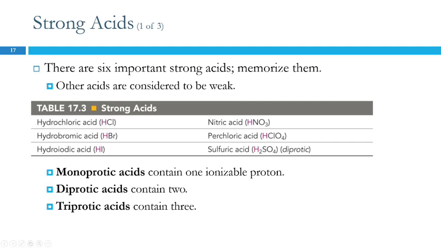Can anybody think of a triprotic acid? No, hydrochloric is monoprotic. H3PO4, phosphoric acid, or phosphorus acid. It's got 3 ionizable hydrogens, triprotic acid.